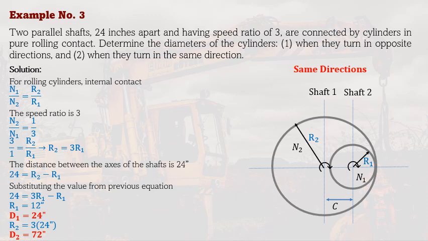So you can see that if the same cylinders, if the same example, would be rotated in the same direction, if they have internal contact, it would require larger gears, for example, or pulley or cylinders, as you can see here in this example.